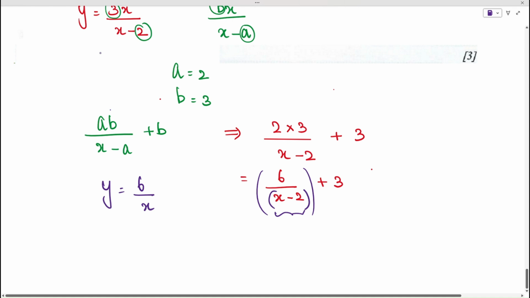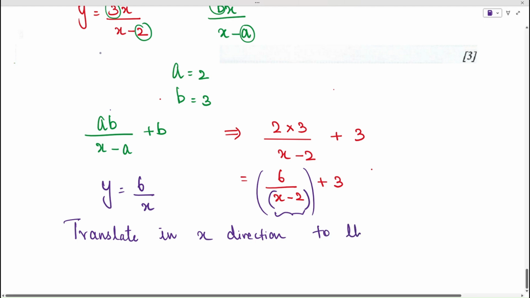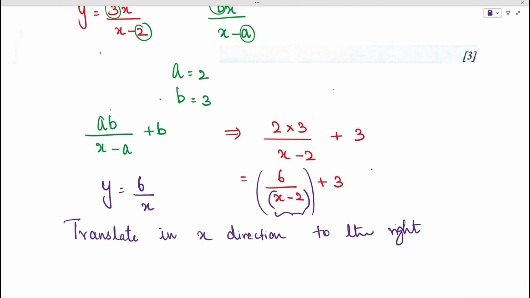So this means that we're going to translate this graph in the x direction to the right, so in the positive direction. So we move the graph in the x direction by 2.